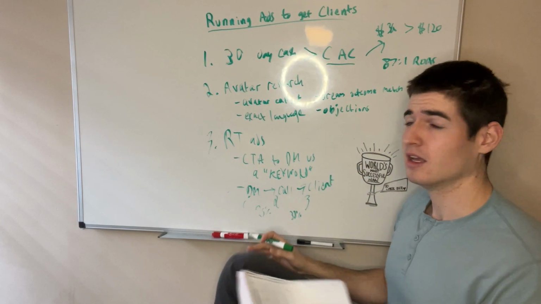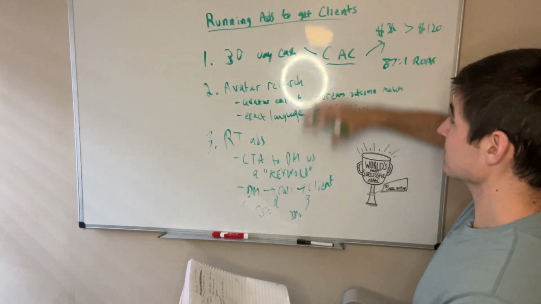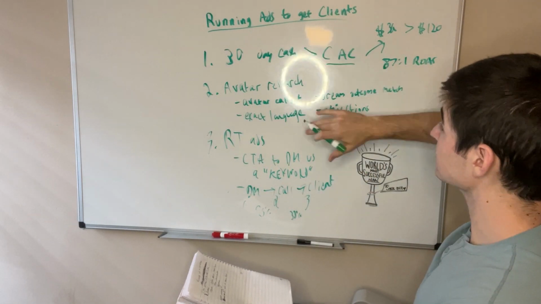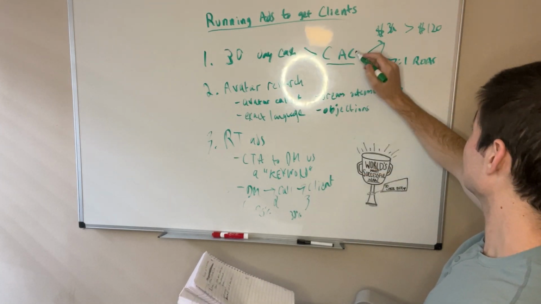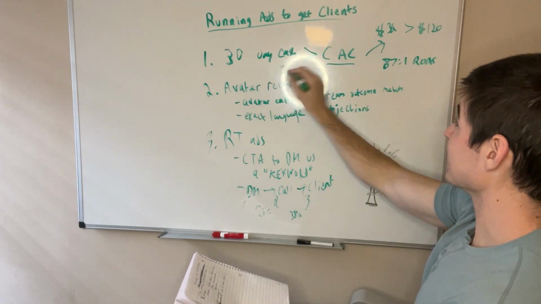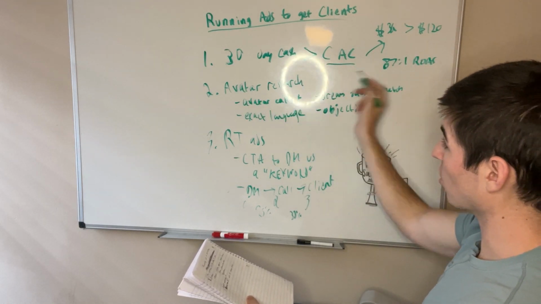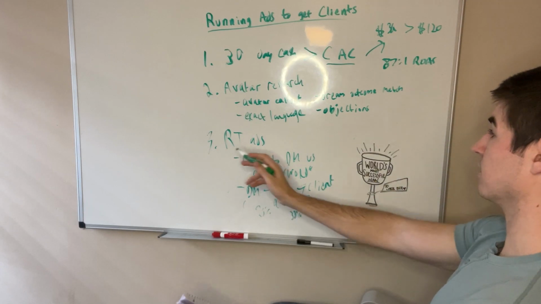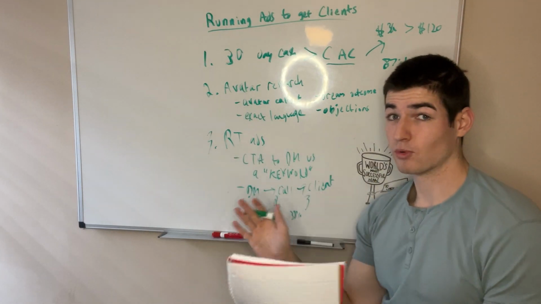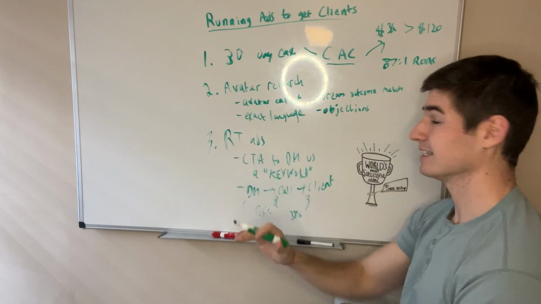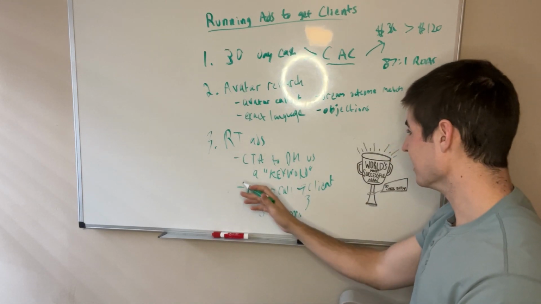All right, so this is the intro to running ads. If you do this stuff, you can run really powerful ads. You can get this equation dialed in. 30-day cash more than CAC, you're winning. Do the avatar research, poll your exact clients, get this stuff, and then run the retargeting ads. The first ads I would recommend for someone to run is this stuff because it's the highest converting, it's the easiest, and it's so simple.